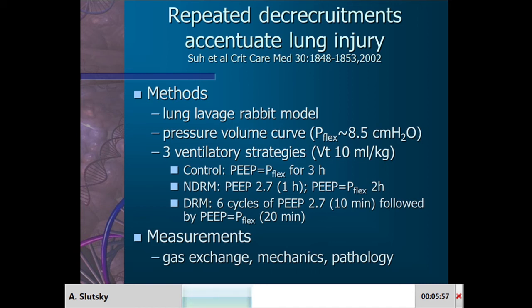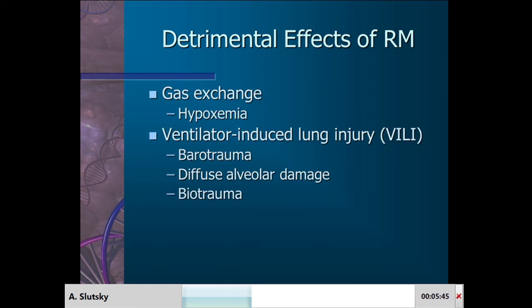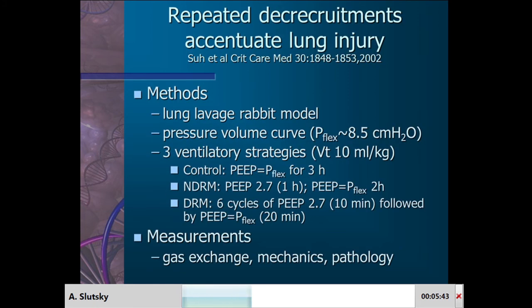A non-derecruitment maneuver, that's NDRM. They kept PEEP at 2.7, lower than the inflection point, for 1 hour, then kept PEEP at the inflection point for 2 hours.